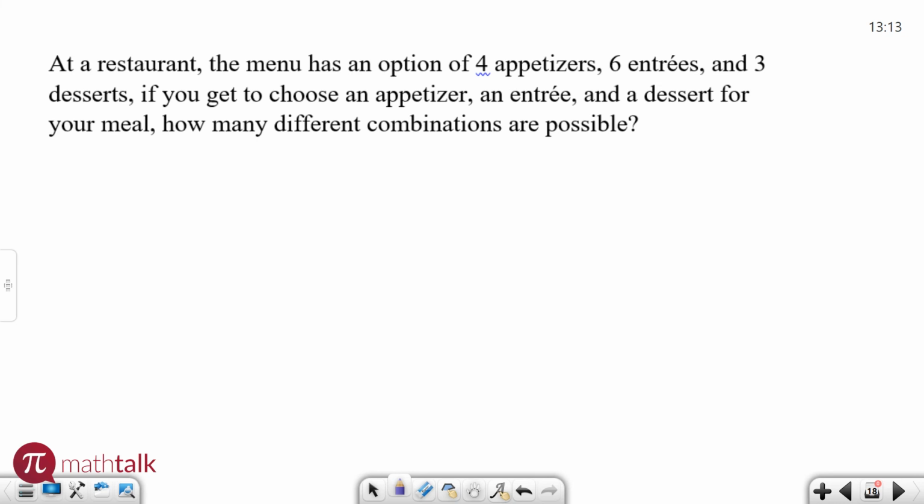At a restaurant, the menu offers an option of 4 appetizers, 6 entrees, and 3 desserts. If you get to choose one of each, basically an appetizer, entree, and dessert, how many different combinations are possible? When I think of how many different combinations, I think there's going to be a lot of things to choose from. The quick thing you want to do is look at the number of options for each choice and just multiply them together, because that's how many different combinations you're looking at. So I'm going to take my 4 appetizers times the 6 entrees times the 3 desserts. When I multiply those together, I get 72 different options.